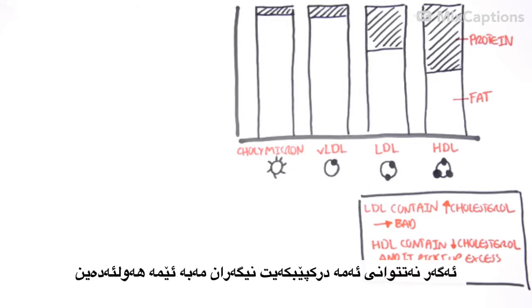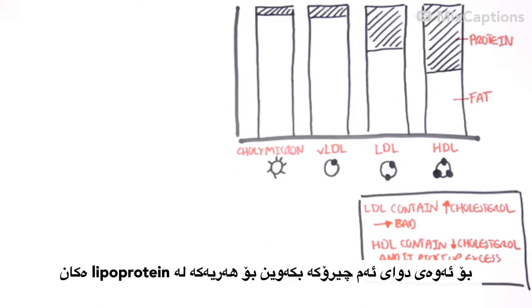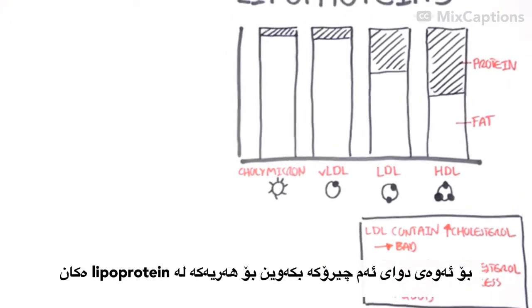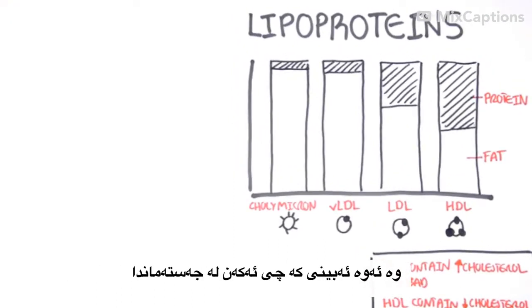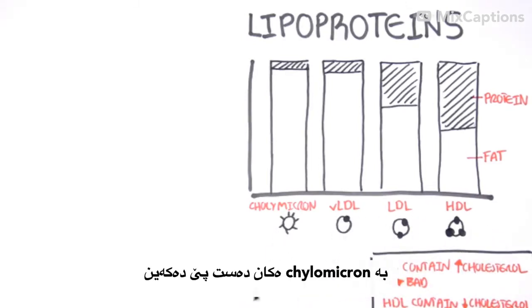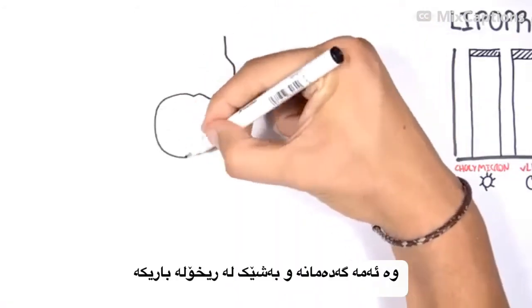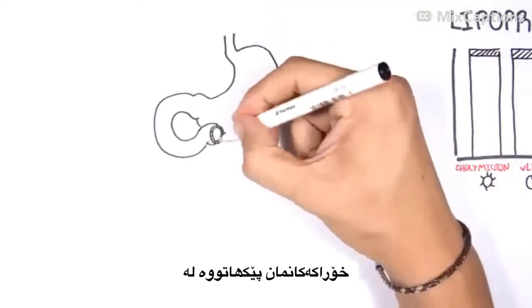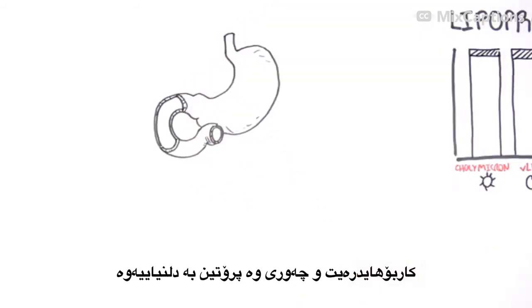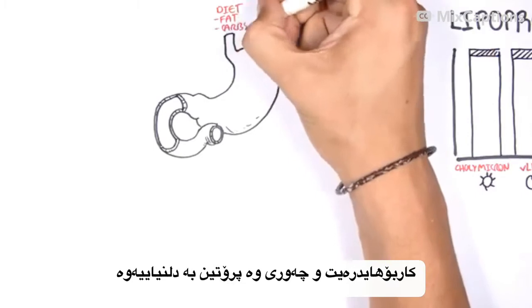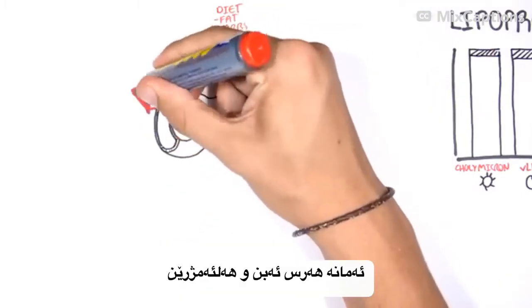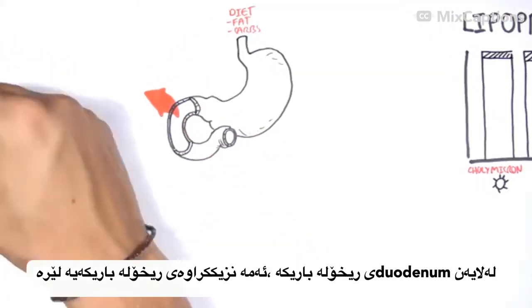If this doesn't make sense, don't worry, we will try to follow a story for each of these lipoproteins and see what they do in our body. Let us begin with chylomicrons. Chylomicrons are responsible for transporting fats that we have absorbed in our diet and delivering it to body tissues. So here we have the stomach and part of the small intestine. Our diet consists of carbohydrates, fats, and proteins, of course. These get digested and then absorbed in the duodenum of the small intestine.